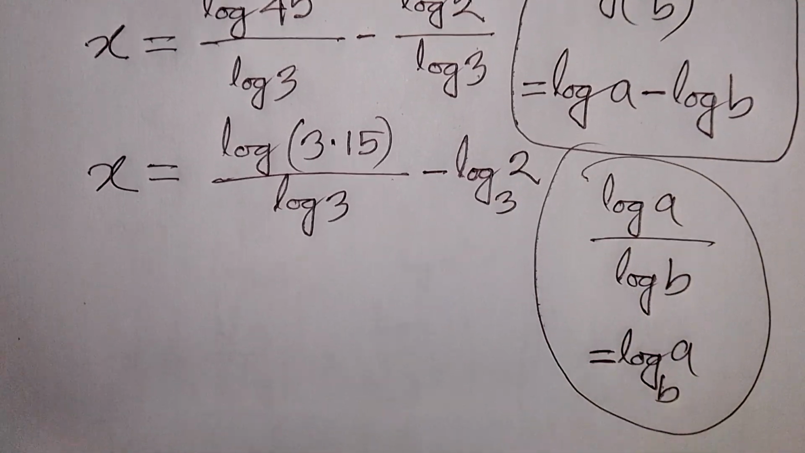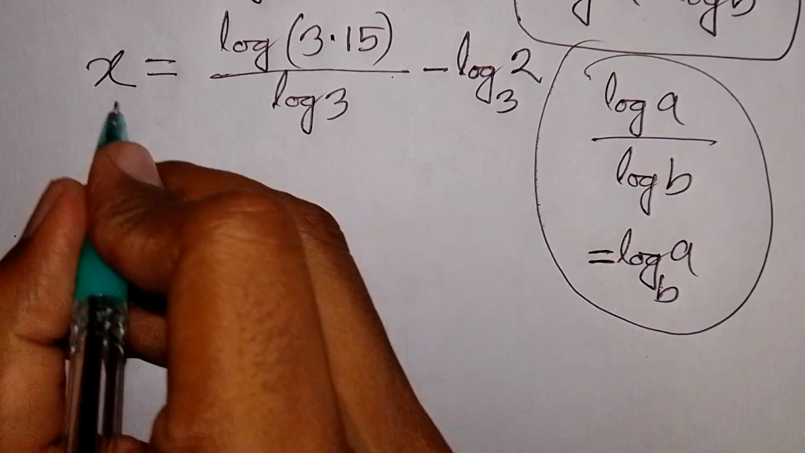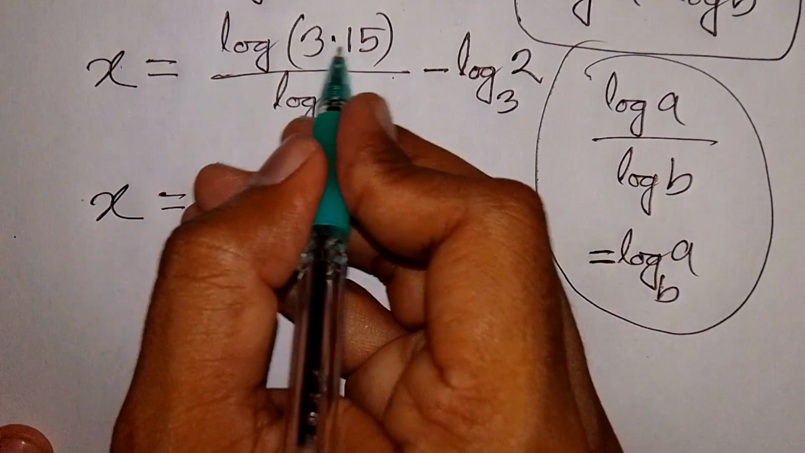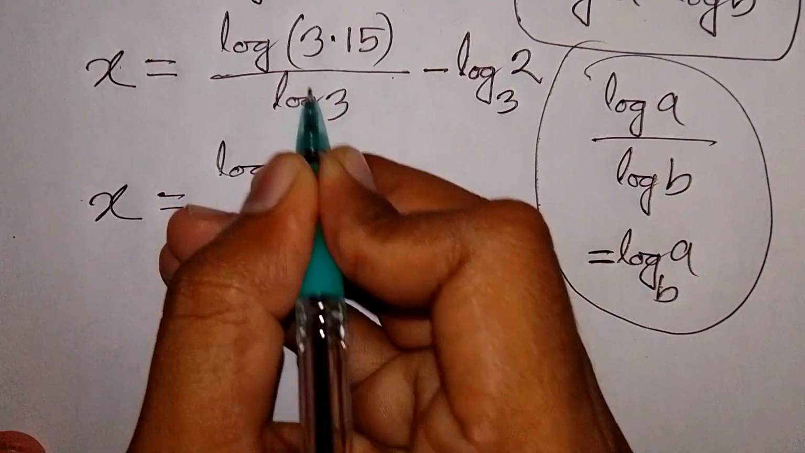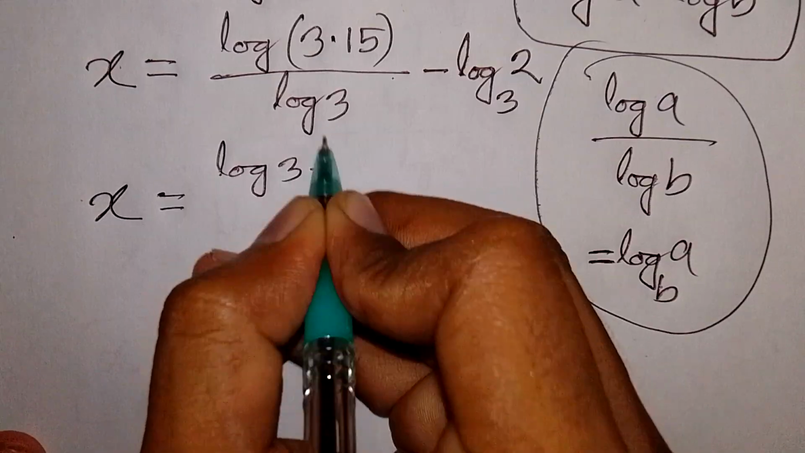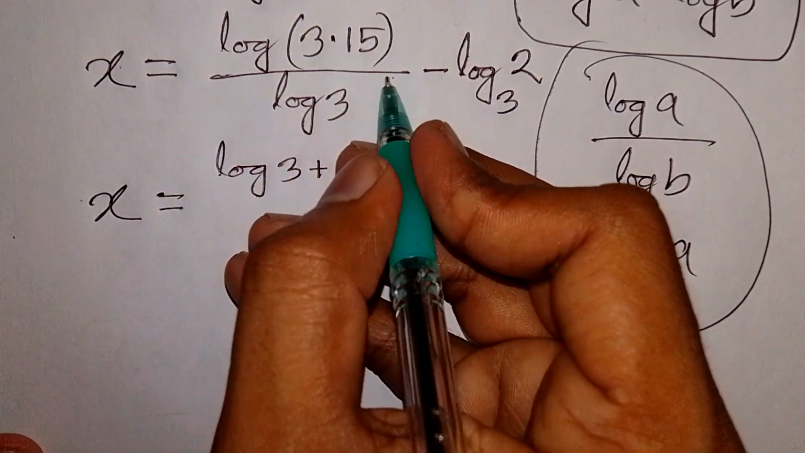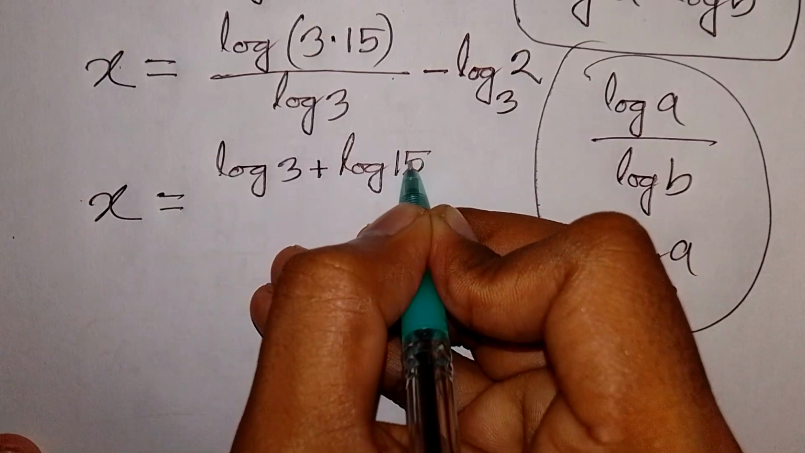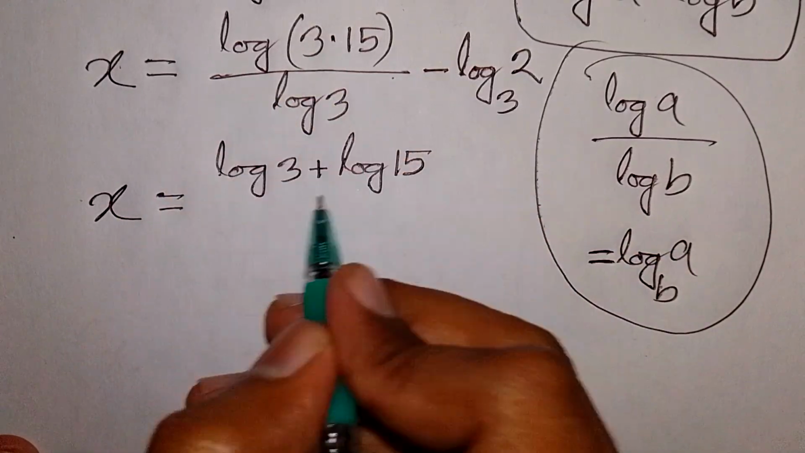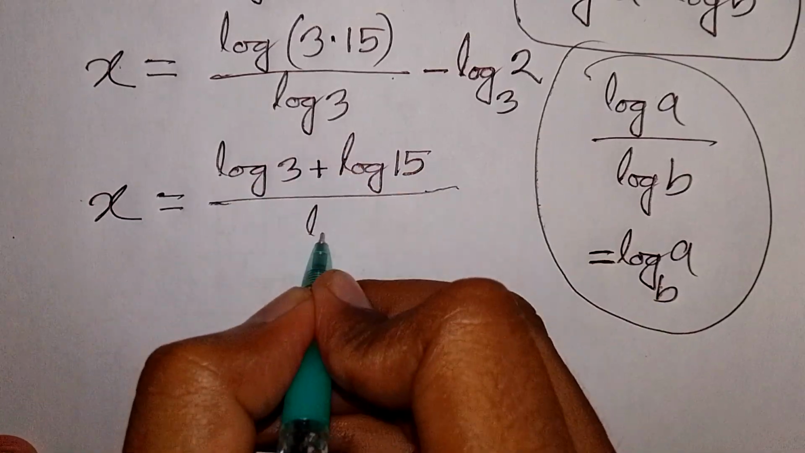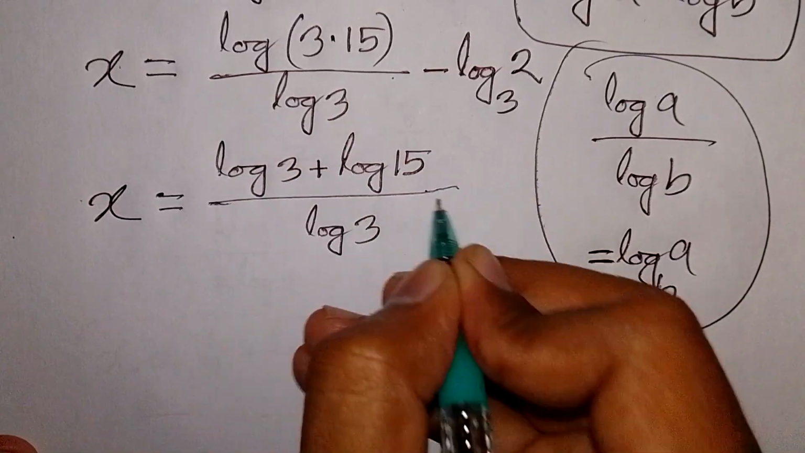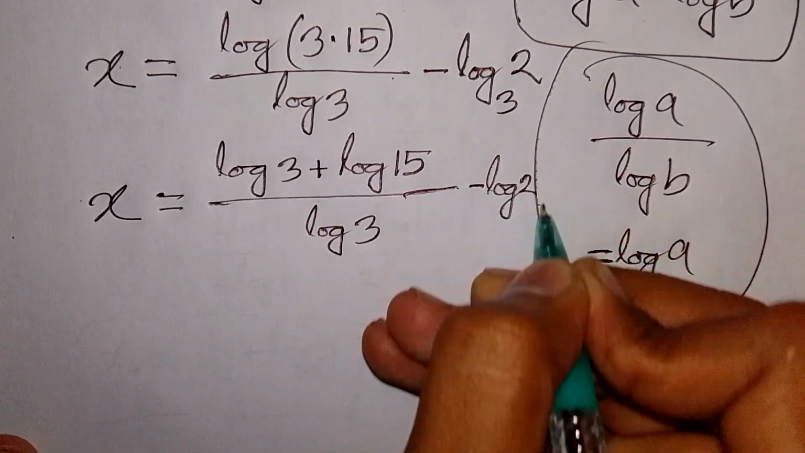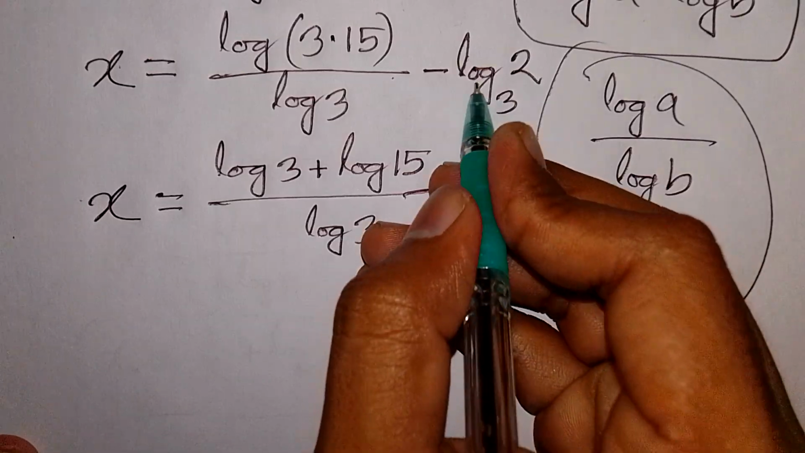In the next step, x is equal to log of 3 times 15, which is the same as log 3 plus log 15, over log 3, then minus log 2 base 3.